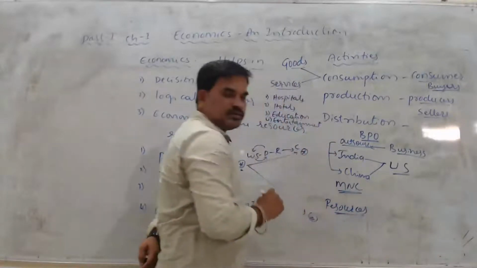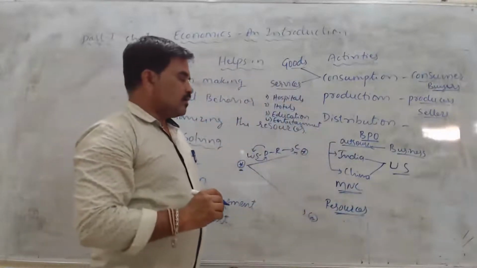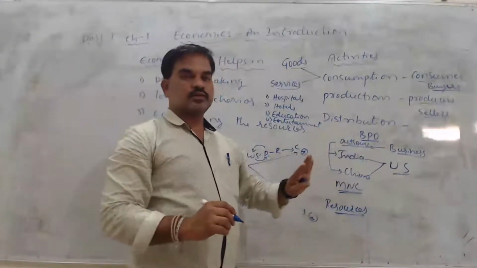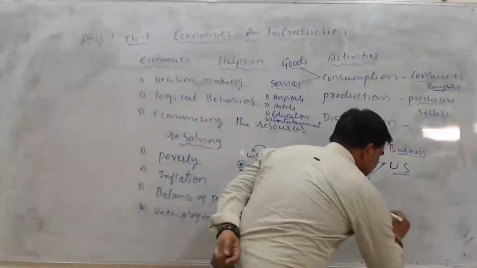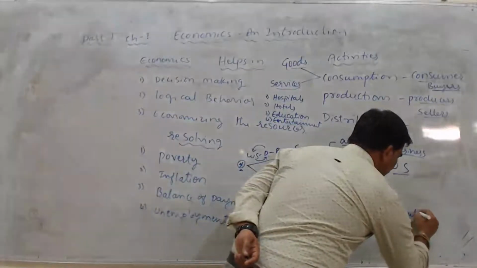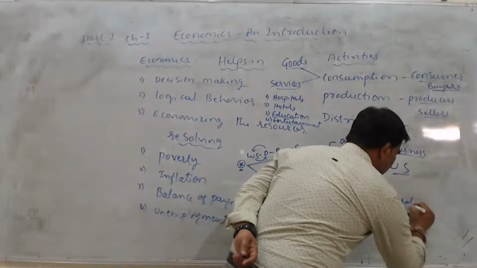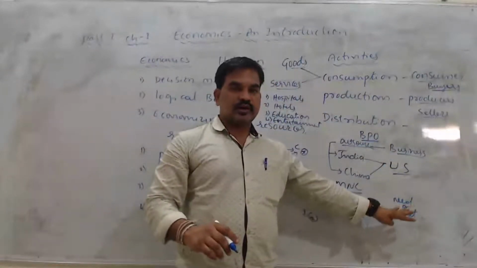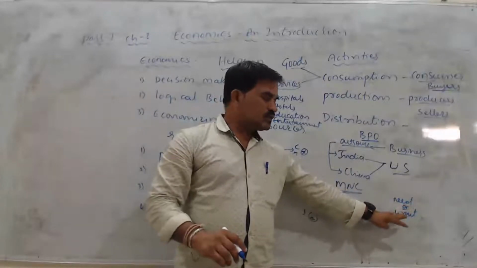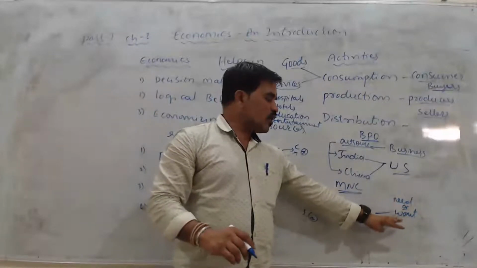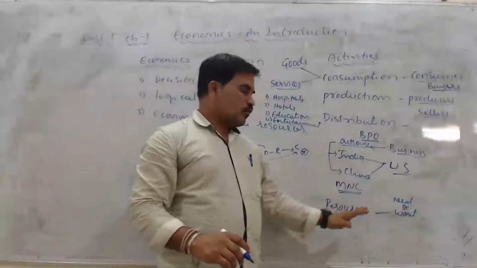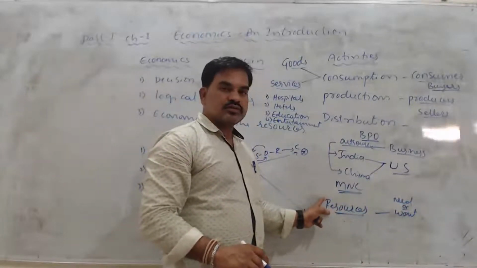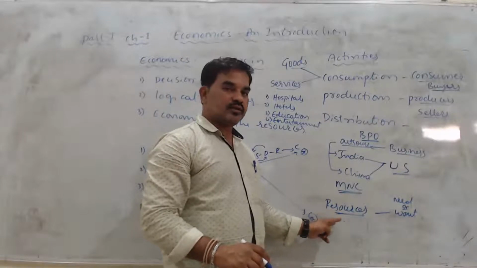We need resources to produce. Okay, and why do we produce? To satisfy the wants and needs of the consumers. Correct? So there is a want or need from the consumer. To satisfy or fulfill that want or need of a consumer, what will producers do? They will utilize these resources and produce the final goods.